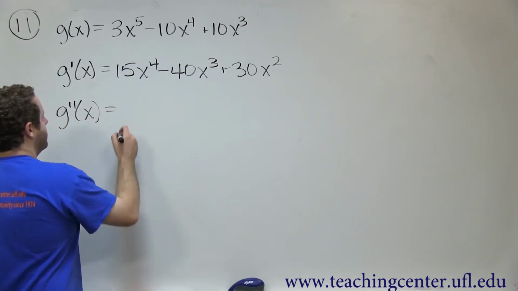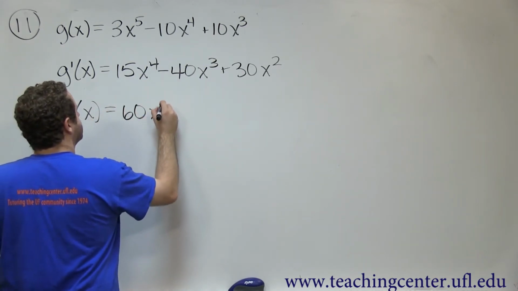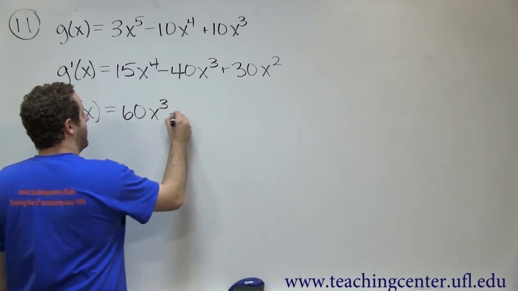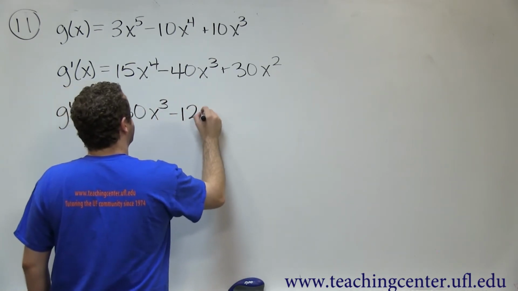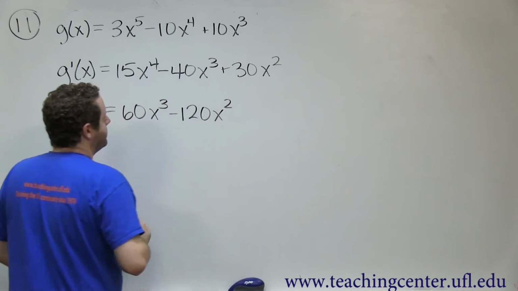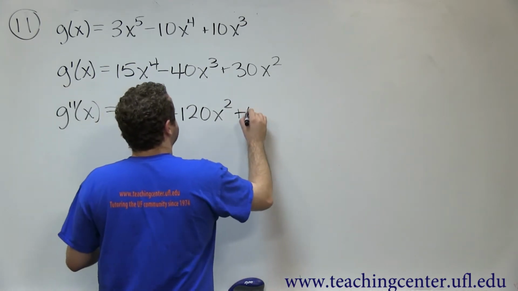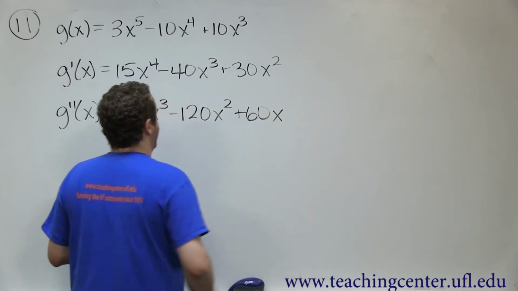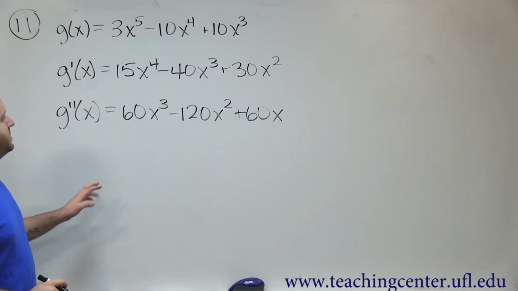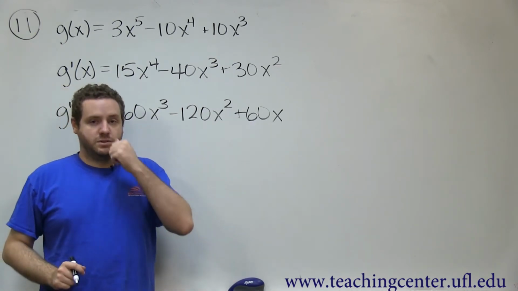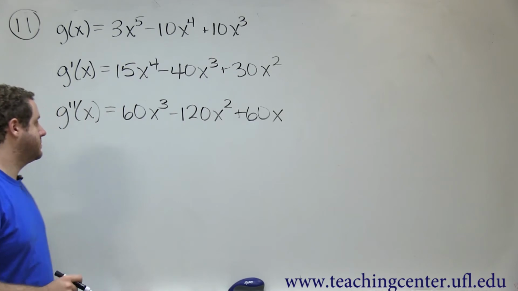Again, using our power rule, we would get 60x cubed. We get minus 3 times 40 is 120x squared. And we get plus 60x. So here's our second derivative by just using the power rule for each term.